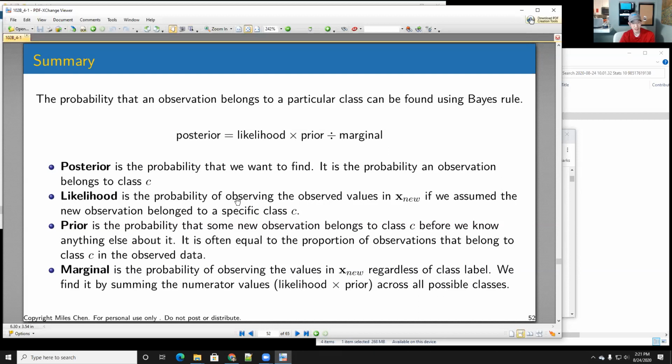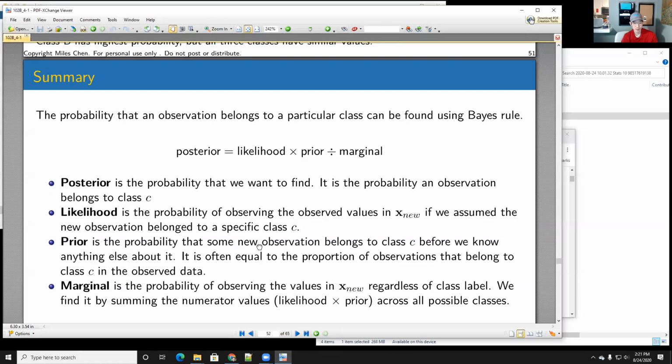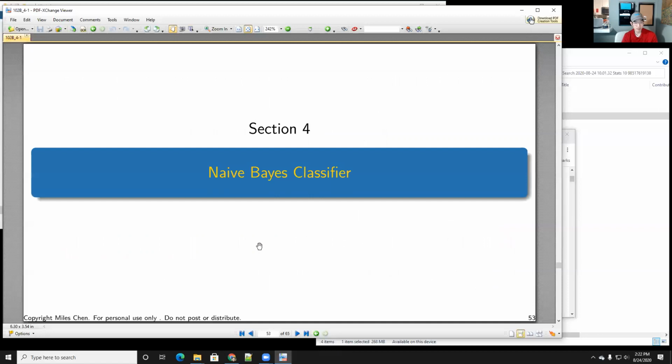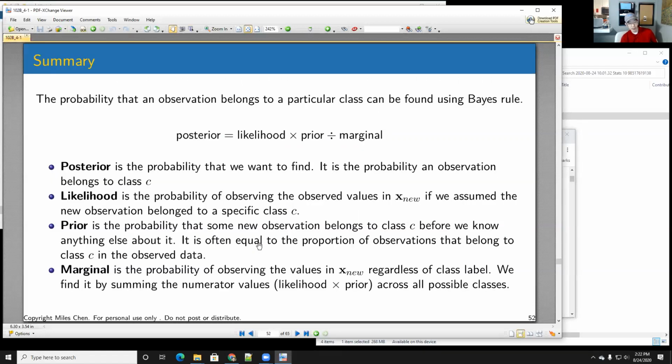Okay, the likelihood is the probability of getting your data if you assumed it came from a specific class, and then the prior is often equal to the proportion of observations that belong to class C in the observed data. But if you knew something else about the process, you can do something else here. All right, and so that's the Bayes classifier.